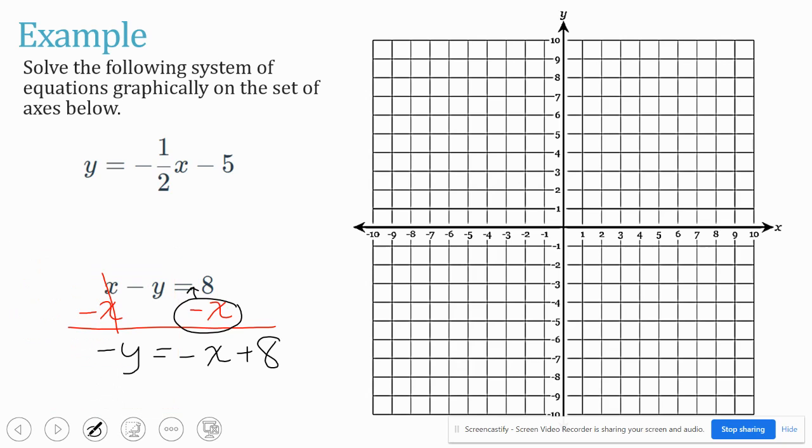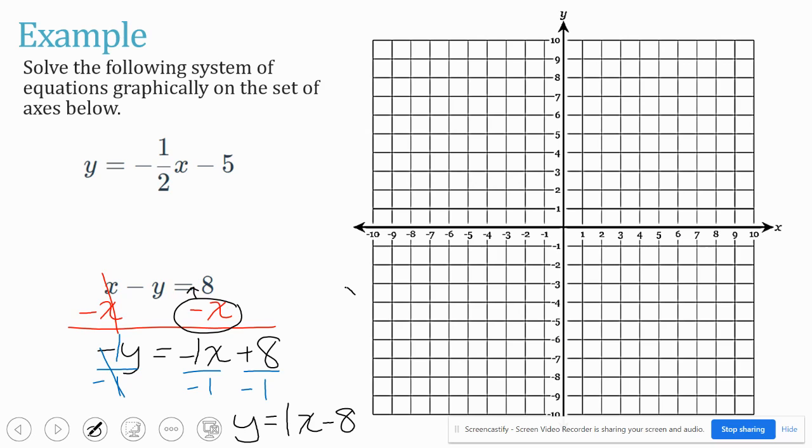And then y is still not by itself because we have this negative 1 in front, so we're going to divide everything by negative 1. So here we're going to get y equals, now negative 1, because there's negative 1 there also. Negative 1 divided by negative 1 is a positive 1. So positive 1x. And then 8 divided by negative 1 is negative 8.